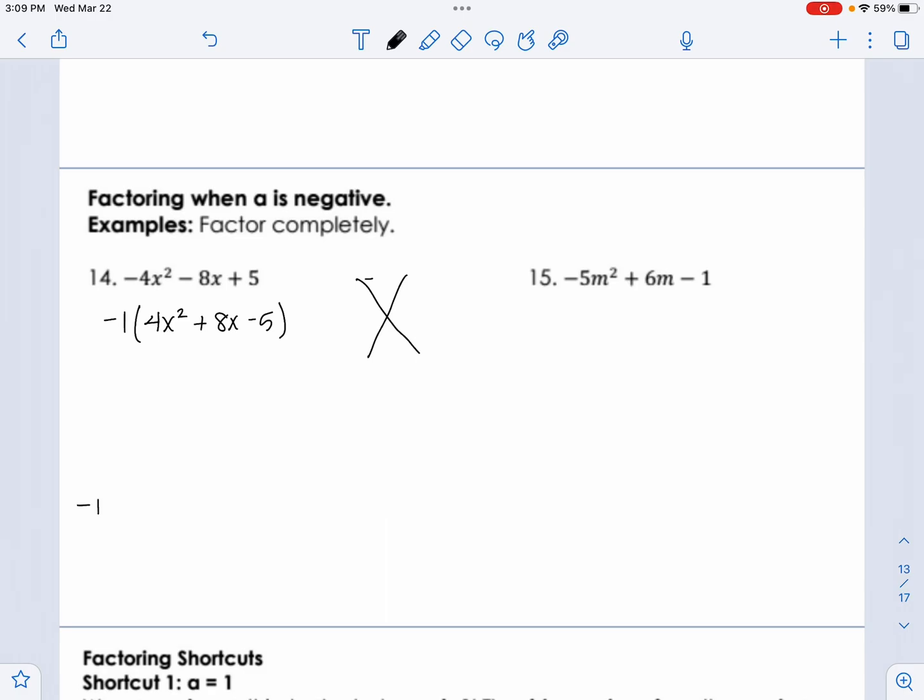Your final answer is going to have a -1 there. Just make sure that you keep it there, that you write it as your final answer, because if it's not there, then it's technically not correct.